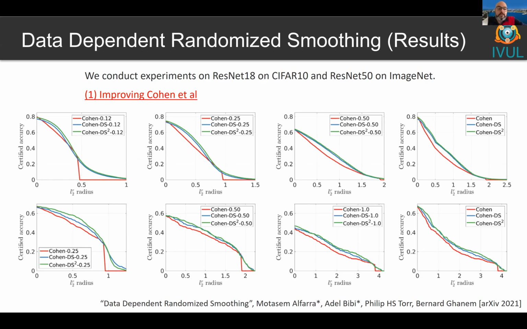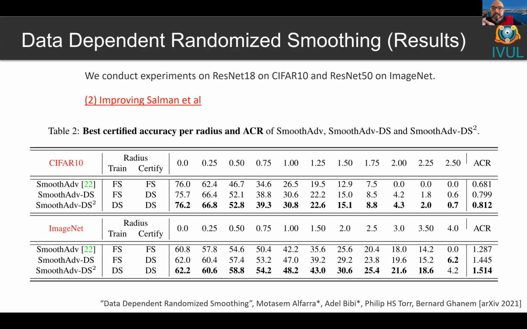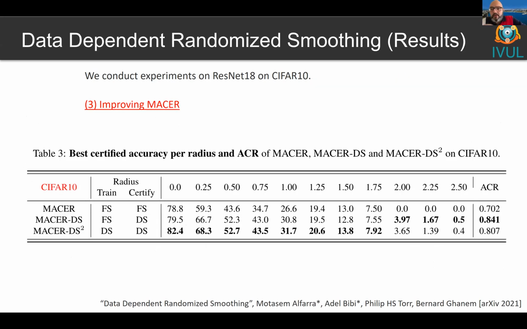So basically, Cohen et al. is just one method of doing randomized smoothing that we can integrate data dependent smoothing inside. And you could do the same thing. I'm not going to bore you with more tables. You could do the same thing with another randomized smoothing method from Salman et al. And you could do another one with Macer. All of them, you show improvements using DS, data dependent smoothing.